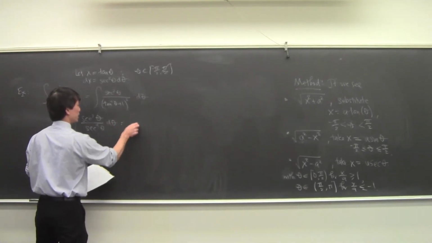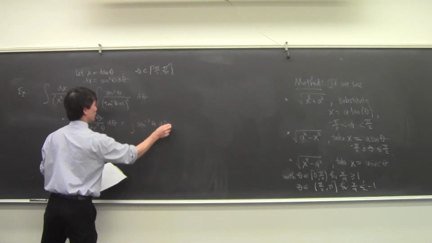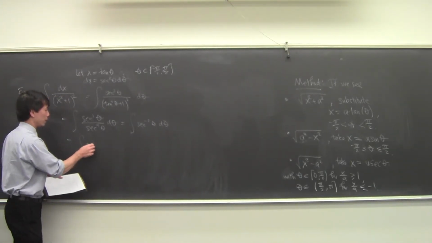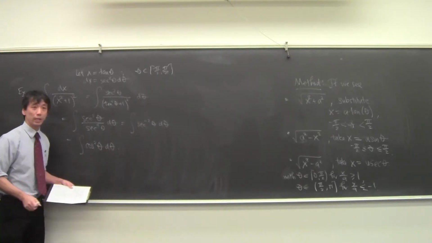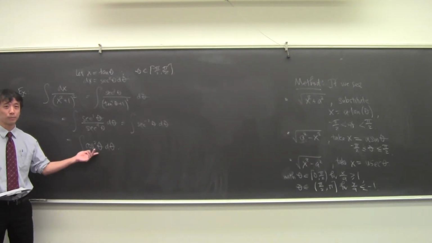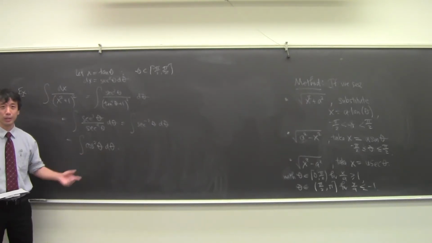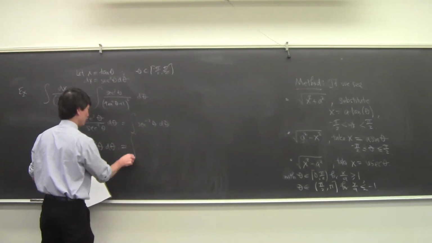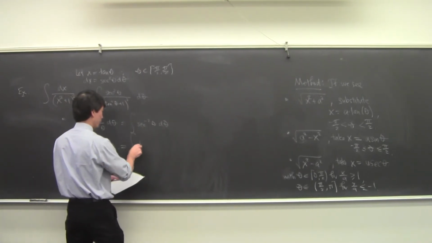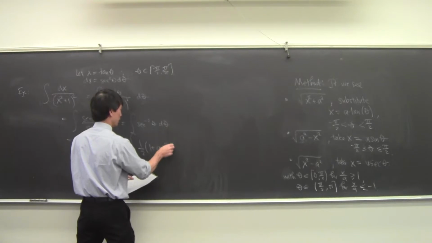So we get secant to the negative 2 d theta, right? Secant to the negative 2 is the same thing as cosine squared, right? 1 over the secant is the cosine. So let's switch this to cosine. Now we've got the integral of cosine squared. Well, this was one of the things we saw last time. There's a trigonometric identity to use here, right? So we use that double angle formula, and we get 1/2 times 1 plus cosine 2 theta.